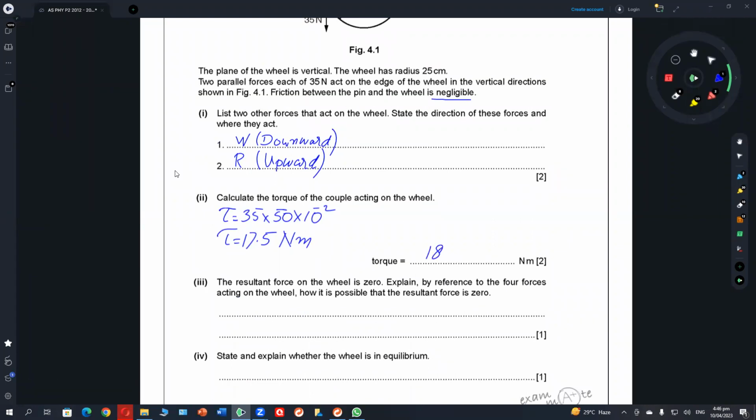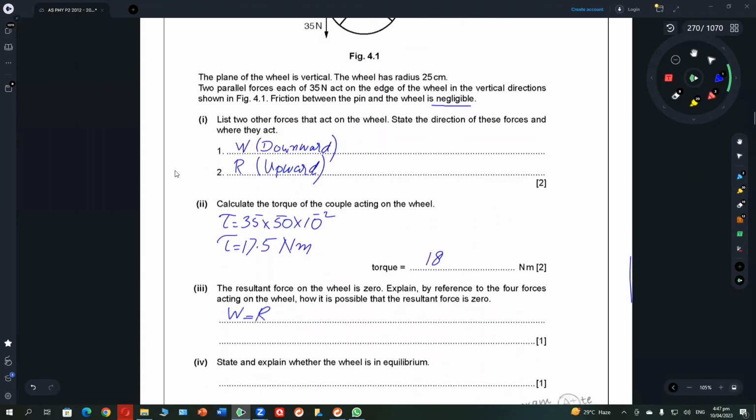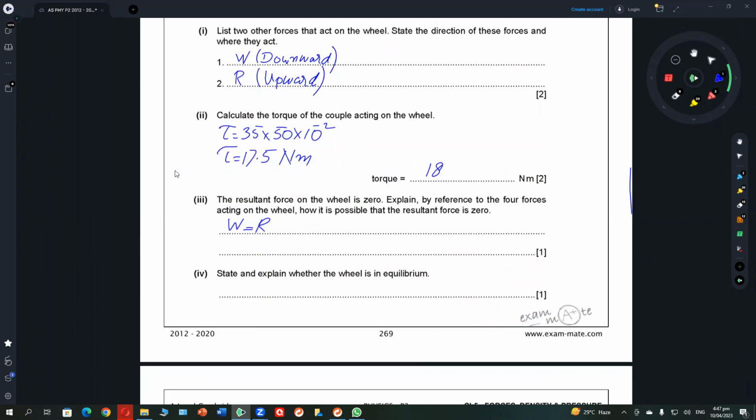Now, the resultant force on the wheel is 0. Explain by reference to the 4 forces acting on the wheel how it is possible that the resultant force is 0. You will tell the examiner that, look, W and R are equal. The wheel is not moving up and down, and the wheel is rotating. 35 Newton force, 35 Newton.